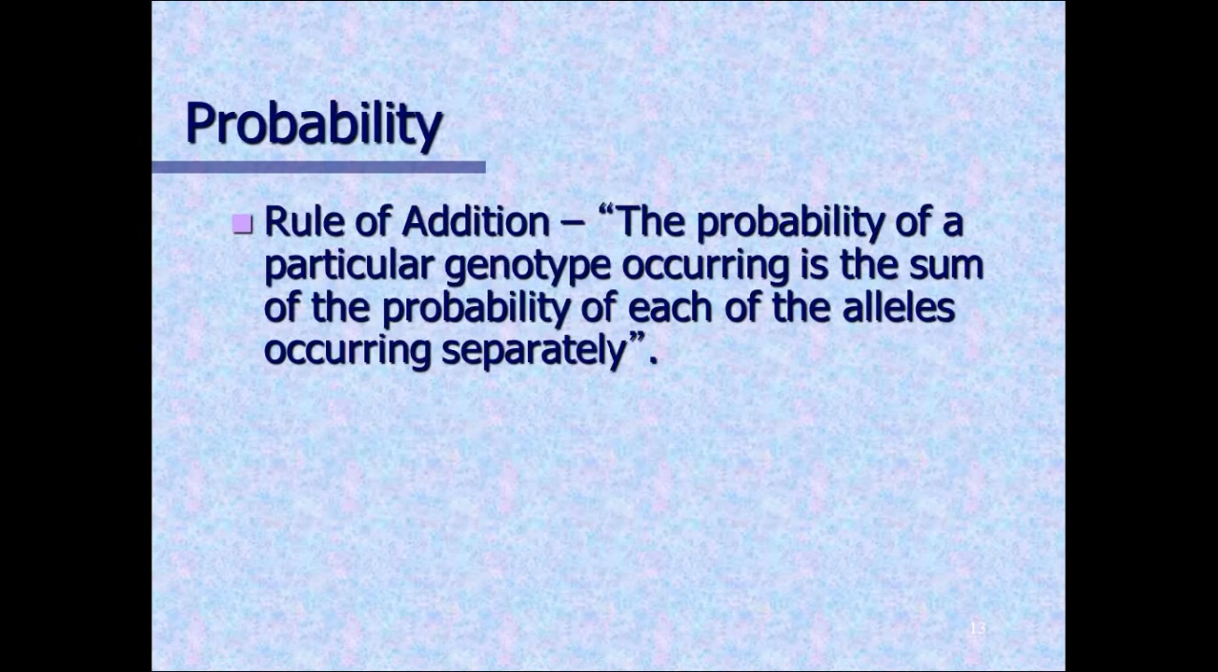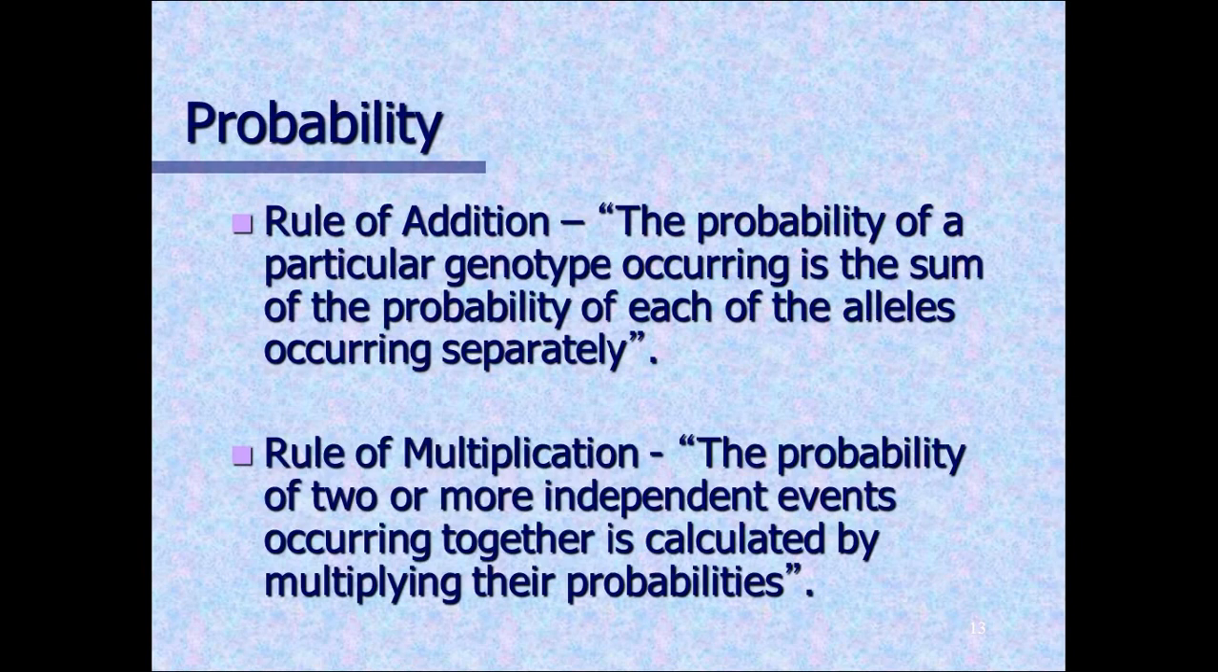If you want to know if a particular genotype is possible, you'll use a Punnett square. If you want to know the likelihood of that genotype occurring, you're going to need to use probability. You'll either use the rule of addition or the rule of multiplication. Most probability problems that we will go over in class will be solved using the rule of multiplication. The rule of addition is generally used in support of those problems. We will do a number of these probability problems in class.